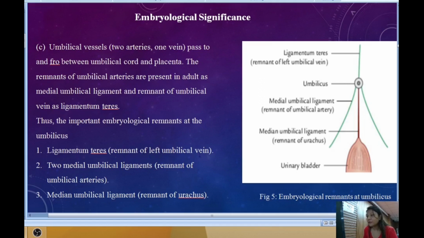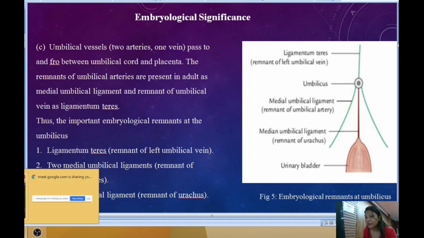So the remnant of the left umbilical vein is ligamentum teres, the remnant of the umbilical arteries is the two medial umbilical ligaments, and the remnant of the urachus, which we will study in embryology, is the median umbilical ligament. Median, mind you, median. This is medial, this is median.